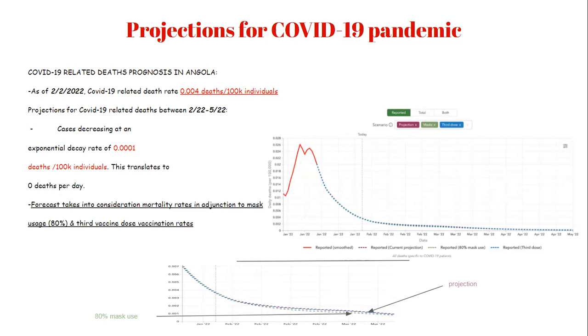The bottom right graph shows the expected rates of COVID-19 related deaths if 80% of the Angola population utilized masks. Although the graphs look similar, the bottom graph is slightly lower than the anticipated death rate projection.